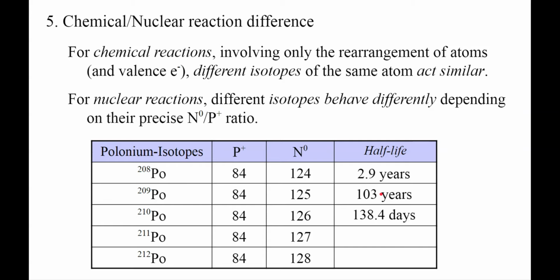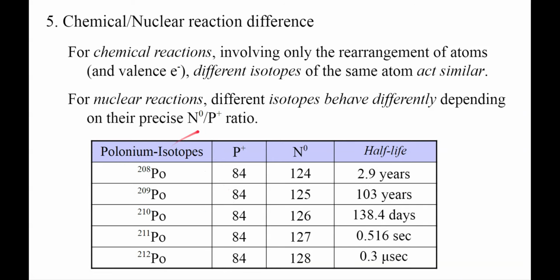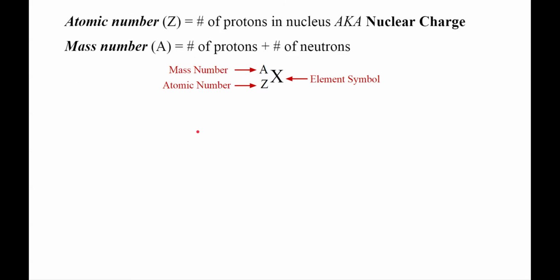Add another neutron, and now the half-life is only about 1/3 of a year. Add another neutron, it only lasts half a second. Add another neutron, now we're talking 0.3 microseconds. So the radioactive properties of an element are very dependent on which isotope we're specifically mentioning. Throughout the chapter, you're not going to say there's a reaction with uranium. You're going to say it's uranium-238 versus uranium-235, because they will have distinct differences between the two.